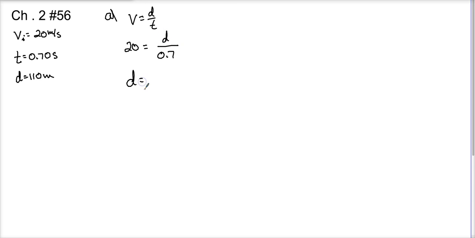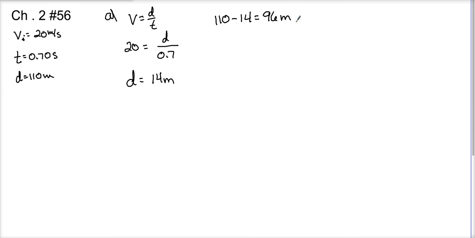So between the time that it takes you to realize that you see the stop light and you need to stop, you're going to travel 14 meters. So to find out how far you'll actually be from the intersection, you subtract the two and you get 96 meters.